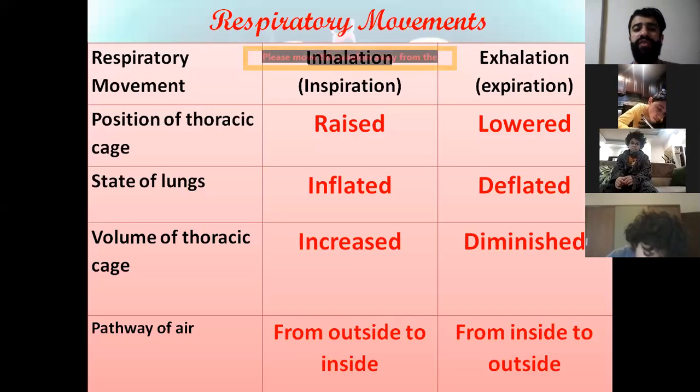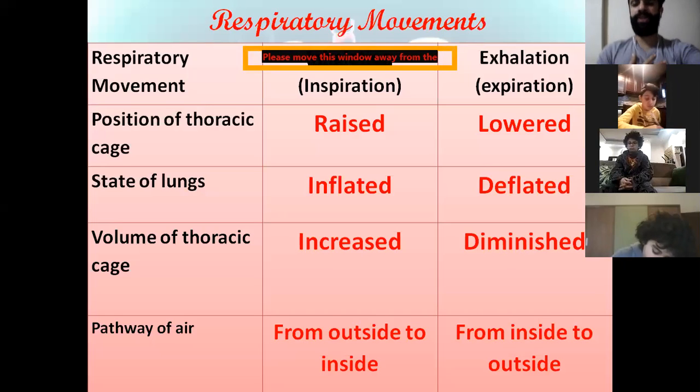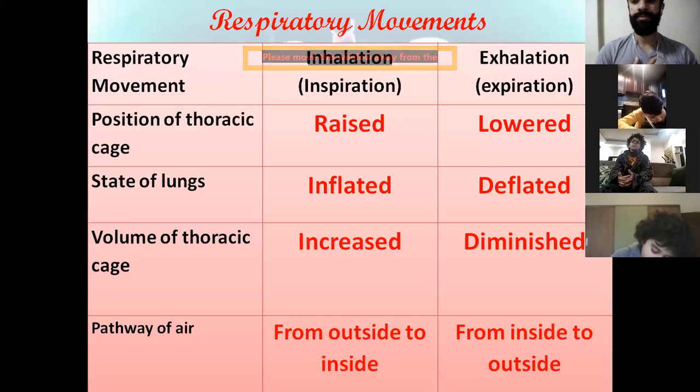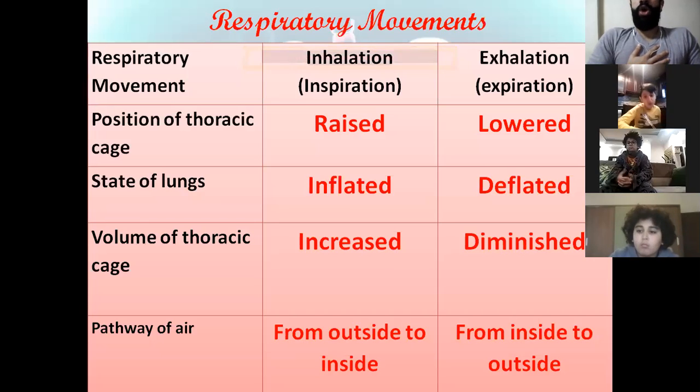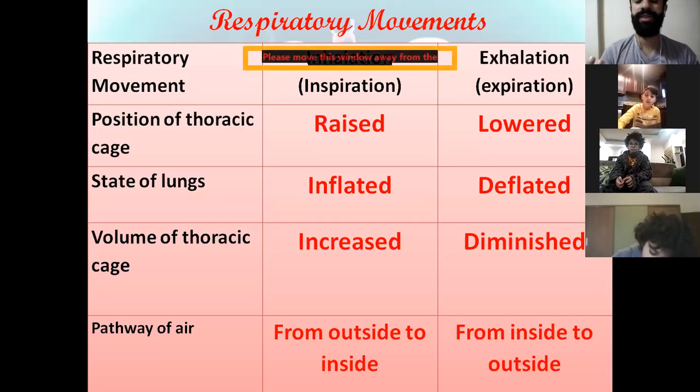This table is showing the different respiratory movements, inhalation and exhalation, and the position of the thoracic cage, the state of the lungs, the volume of the thoracic cage, and the pathway of air. Position of the thoracic cage: if I put my hand on my chest like this, whenever I inhale, the thoracic cage will be raised. Whenever I exhale, it will be lowered. So the thoracic cage will be raised in the case of inhalation, and it will be lowered in the case of exhalation.